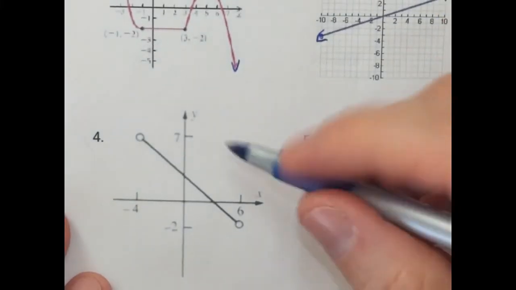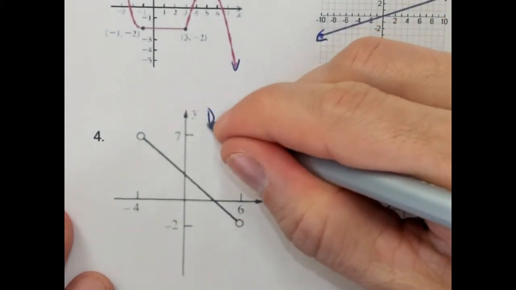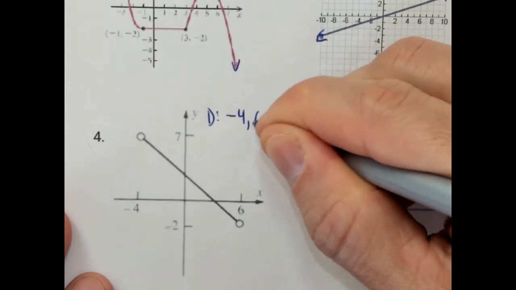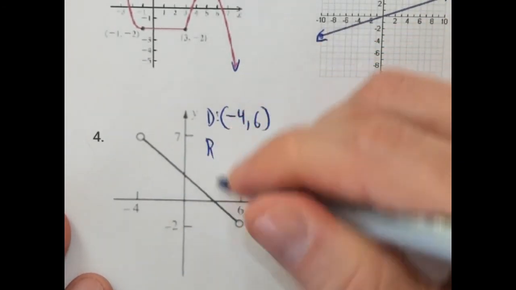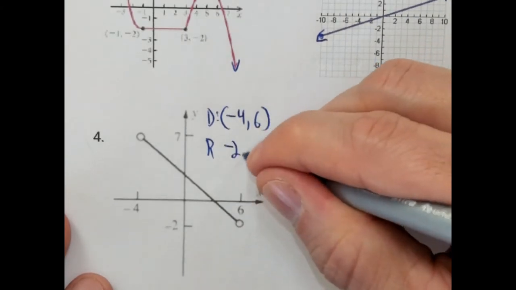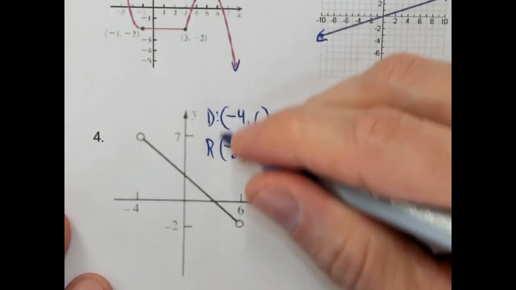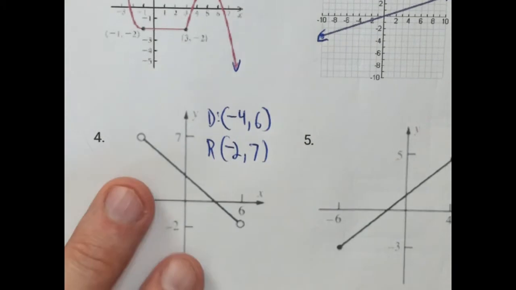Okay, the last few. Only 3 more here. So from negative 4 to 6 is the domain. And those are parentheses because they're open circles. And the range is going to be from negative 2 to 7. And those are both parentheses because, again, those are also open circles. Okay.